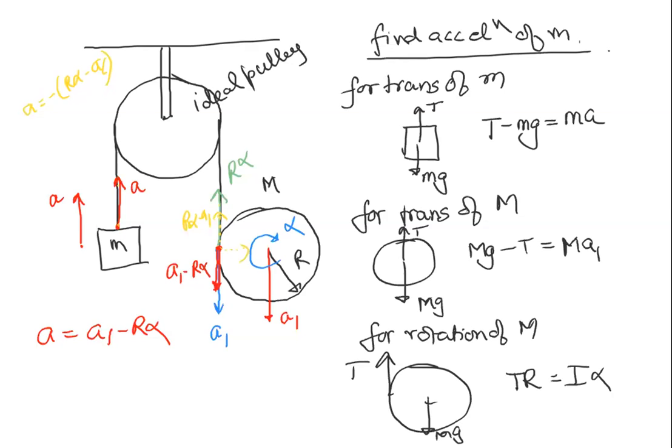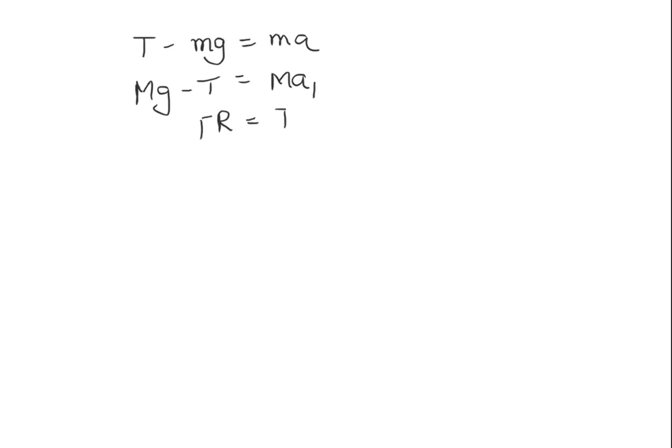So now let us write the equations. I think I'll go on to the next slide to write the equations. So we have P minus mg is equal to ma. We have mg minus T is equal to ma1. We have TR is equal to I alpha, which I can write as MR square by 2 into alpha. And we have a is equal to a1 minus R alpha.